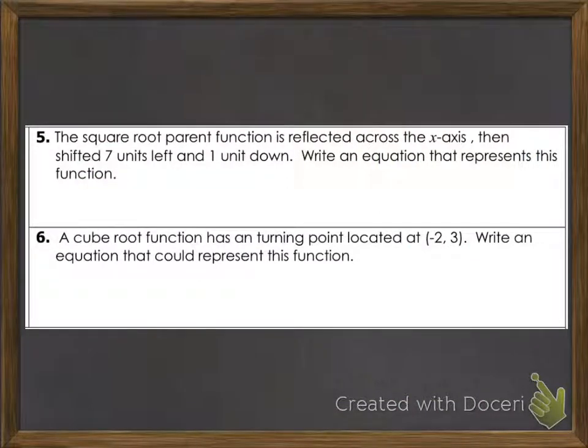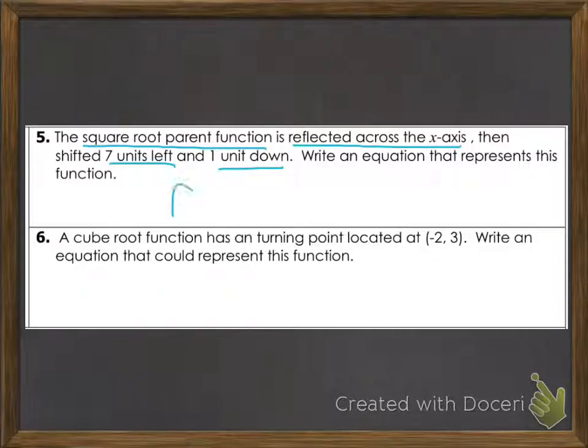Alright, now for numbers 5 and 6, we're actually going to be drawing the equation. So they list out all of the characteristics up here, so let's read carefully. So we have a square root parent function, okay? It's being reflected across the x-axis, so we're going to need a negative somewhere. It's being shifted 7 units to the left and 1 unit down. What is that equation going to look like?